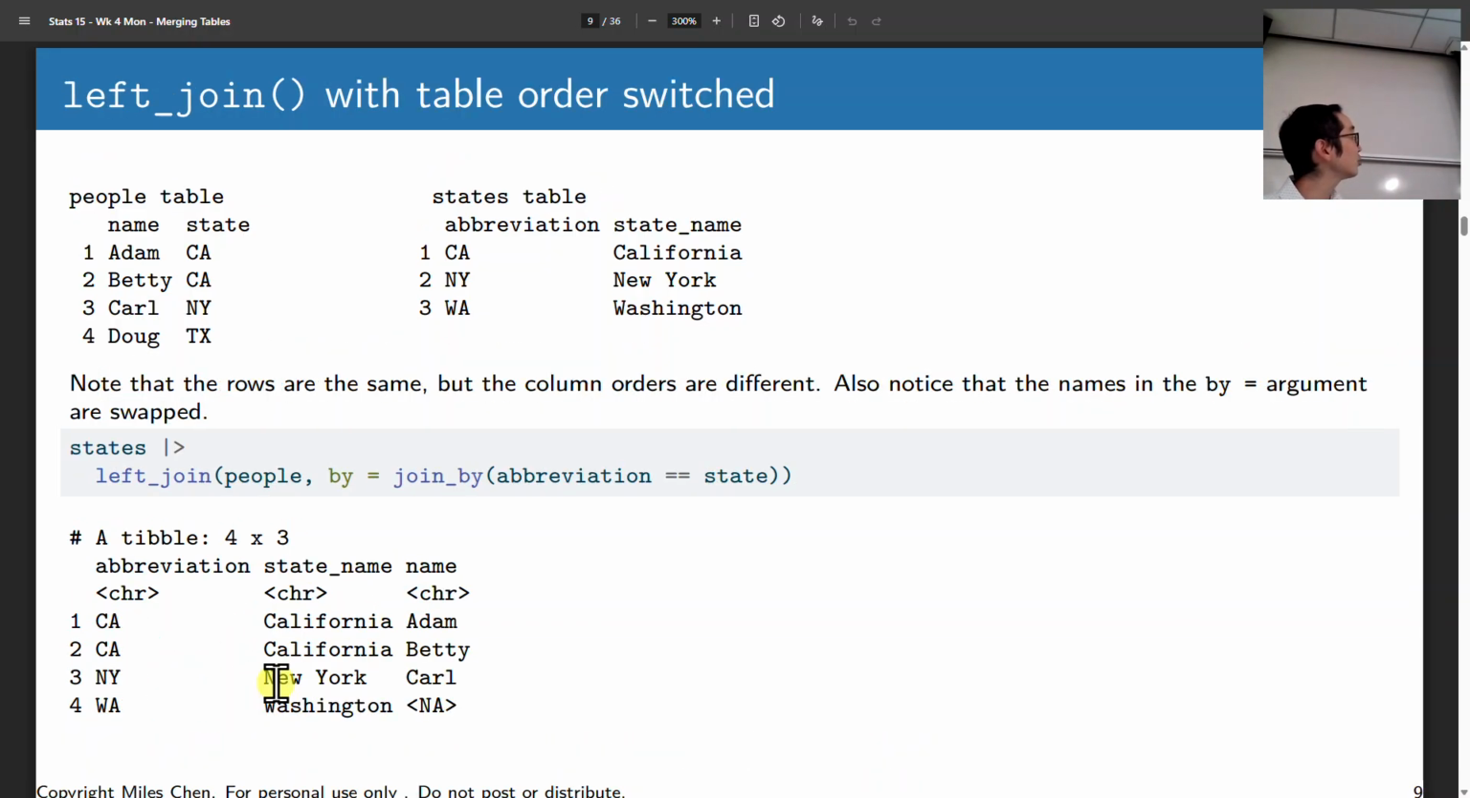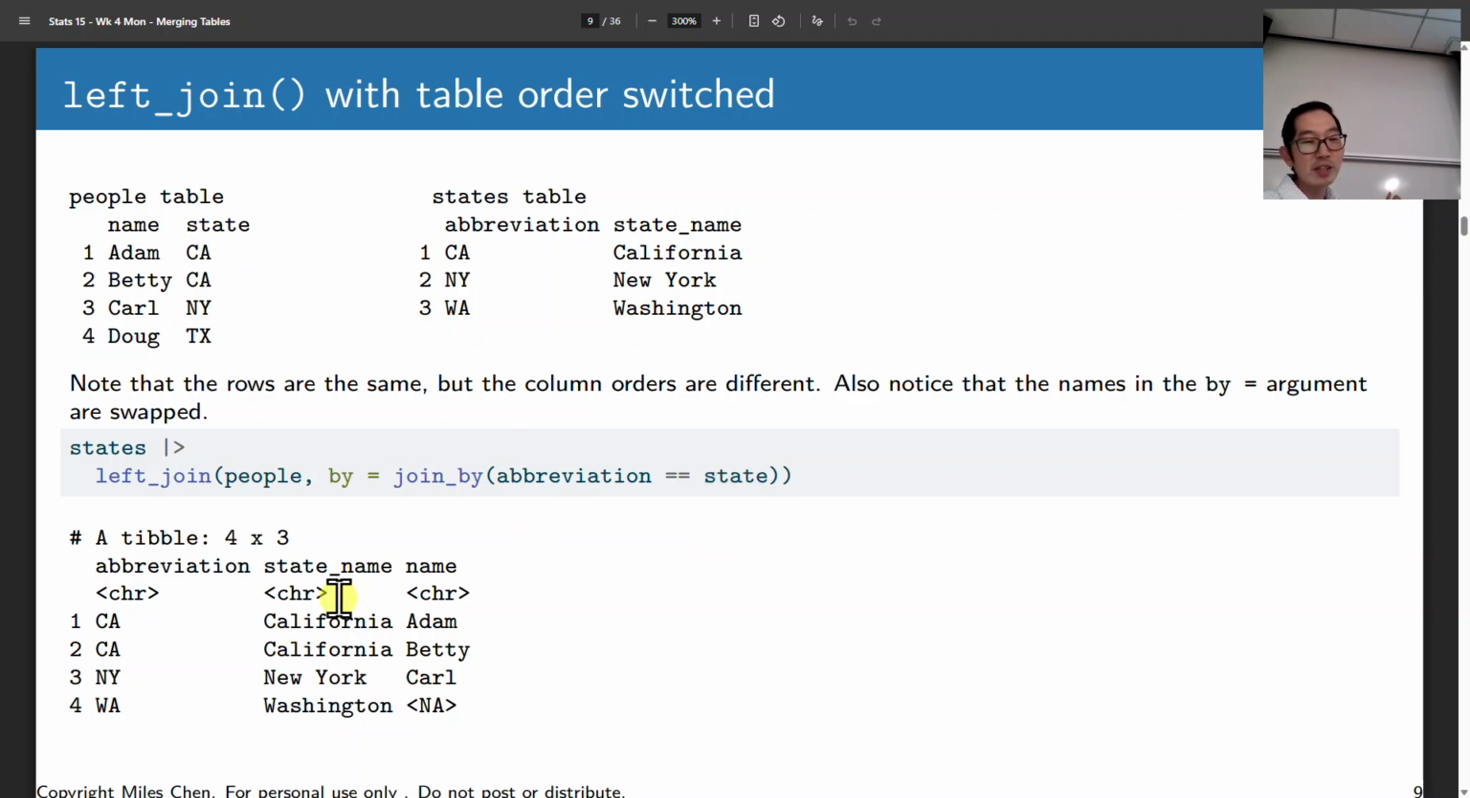Okay, two slides later, I've got left join. We're going to put states on the left side. We're going to left join it with people. Okay, this time, because states is on the left, we're going to do abbreviation equals state. We're going to keep everything in the states table, and we're going to pull matches from the people table.